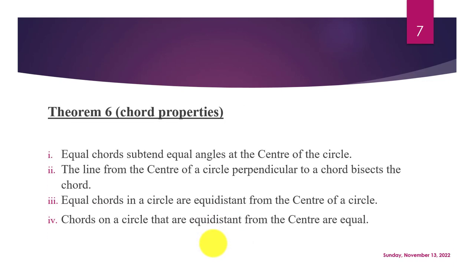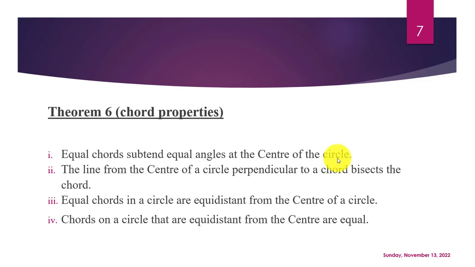So, dear students, we are on the sixth theorem. And this theorem talks about the properties of a chord. We have some properties of a chord to be discussed here. And the first one that we are talking about is that equal chords subtend equal angles at the center of the circle.